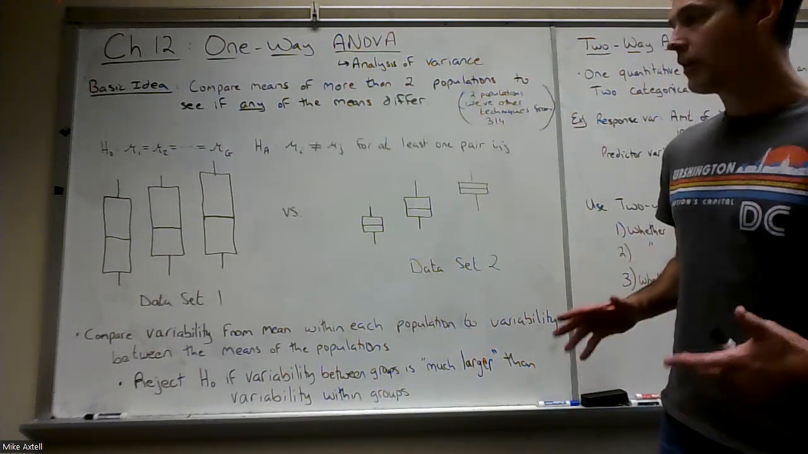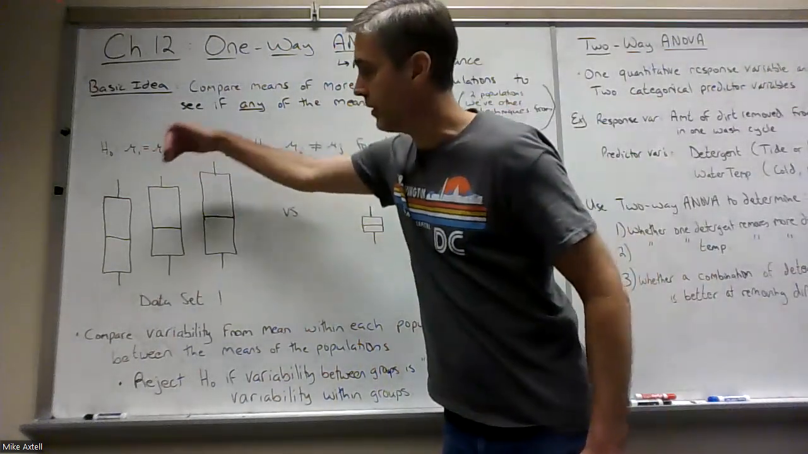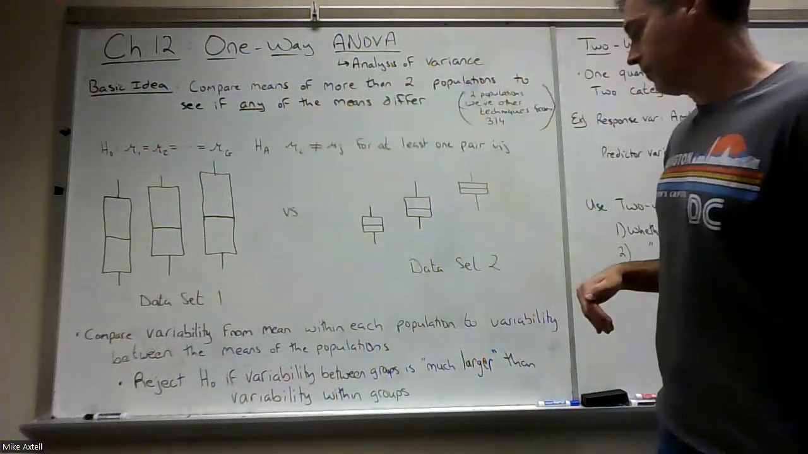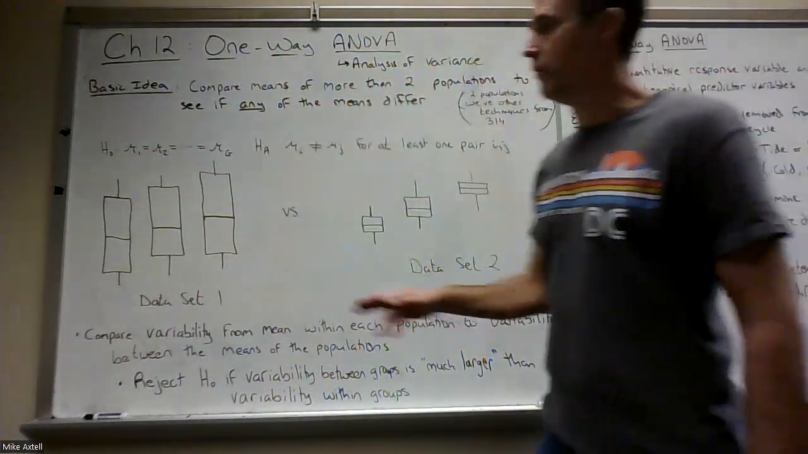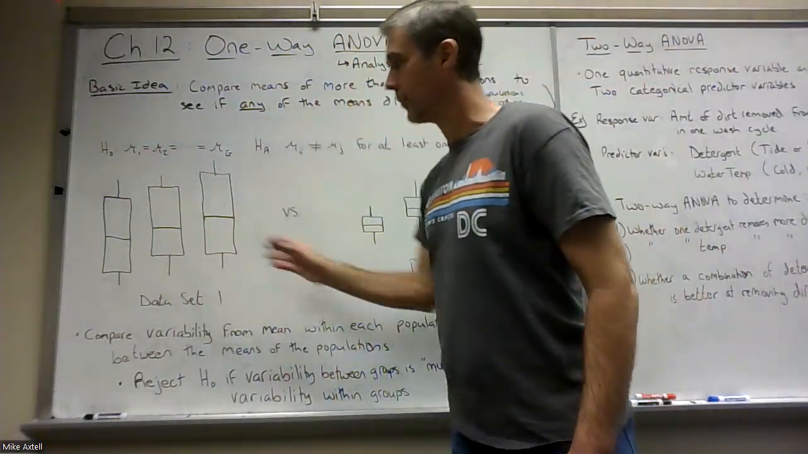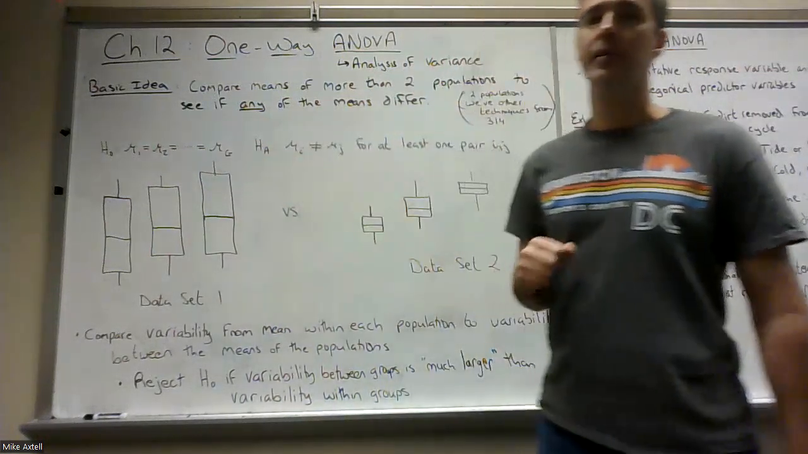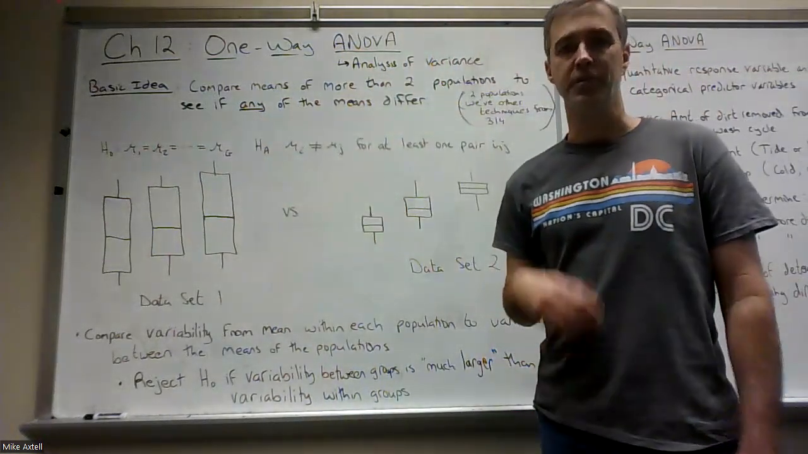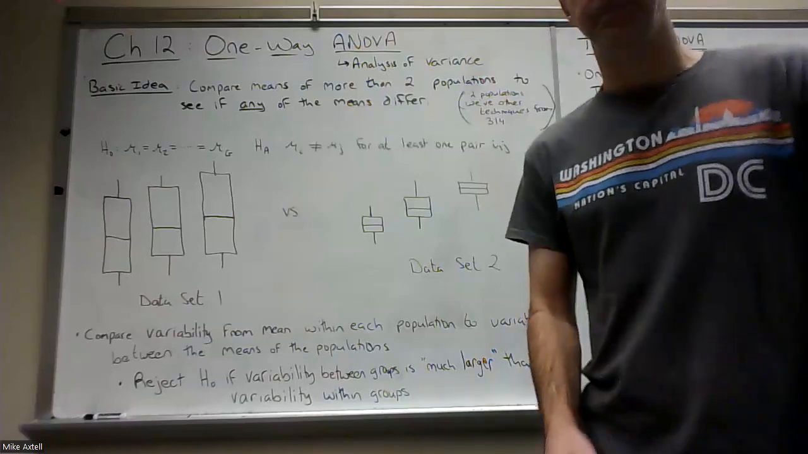So if we have a lot of variability between the different groups, when compared to the variability within the groups, then we're going to conclude that, you know what, the means probably aren't the same. There's probably some differences there.